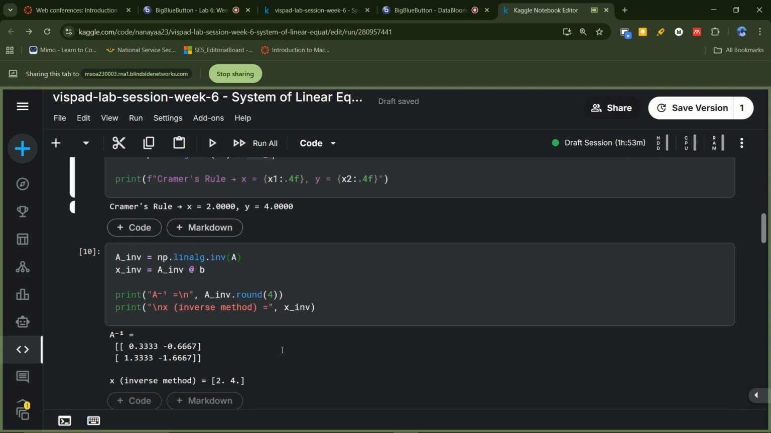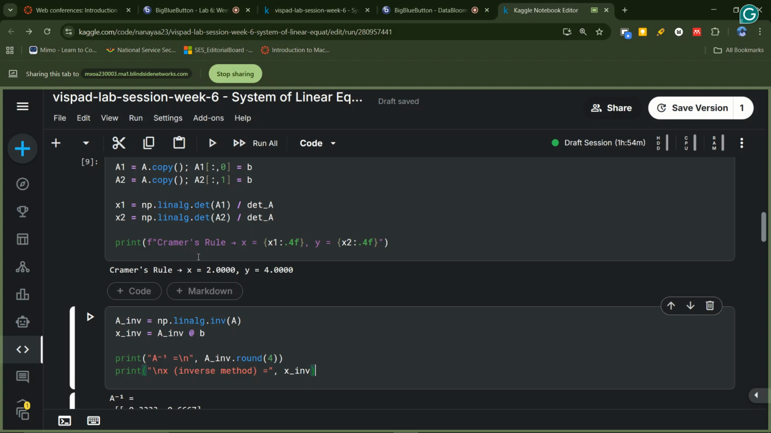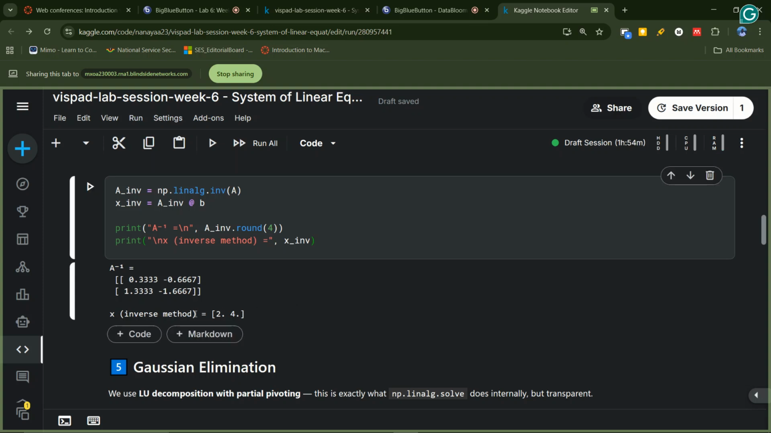Sorry. This symbol over here means matrix multiplication. So it's trying to do A inverse times, matrix multiplication, times your B, which is a vector. Very easy, right? And it gives you this, same as what Cramer's rule gave us, x equal to 2.0, y equal to 4.0. Same thing here, it gave us the same thing.